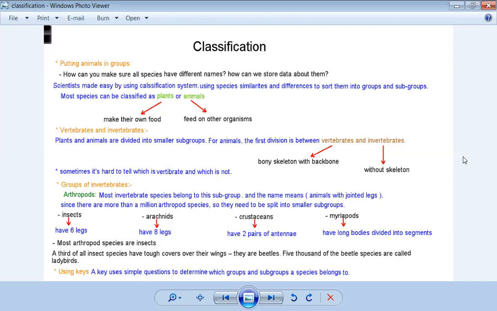A third of all insect species have tough covers on their wings. They are beetles. So a third of insects belong to the beetles, which have a very strong, tough cover on their wings. Let me show you.